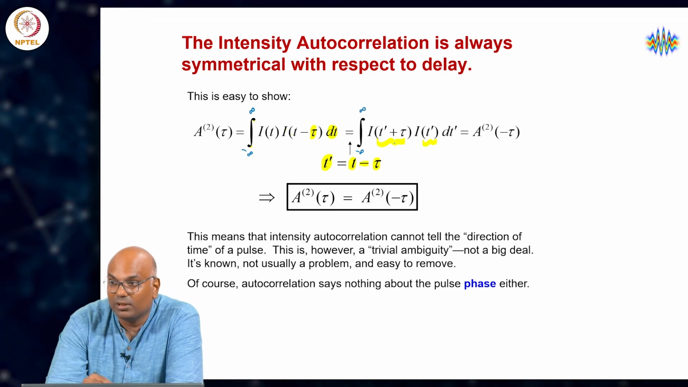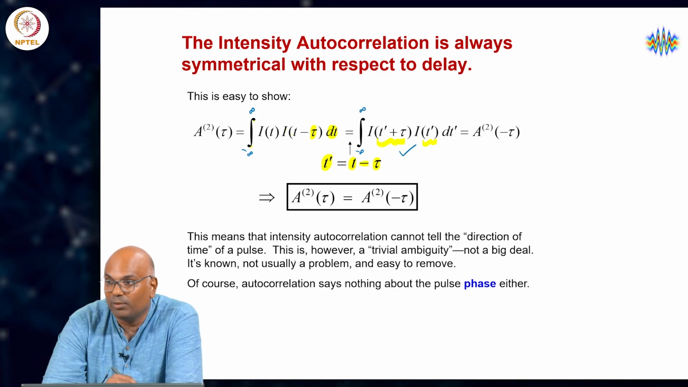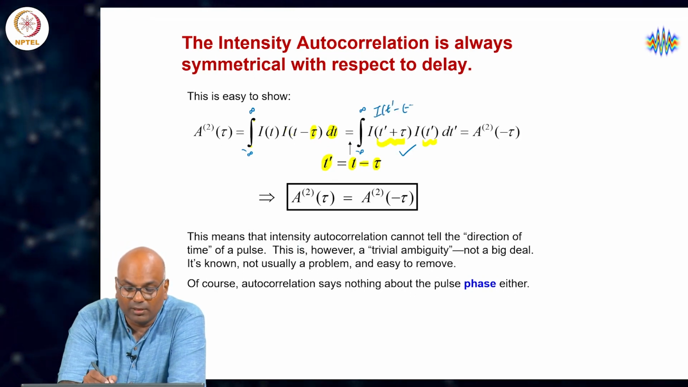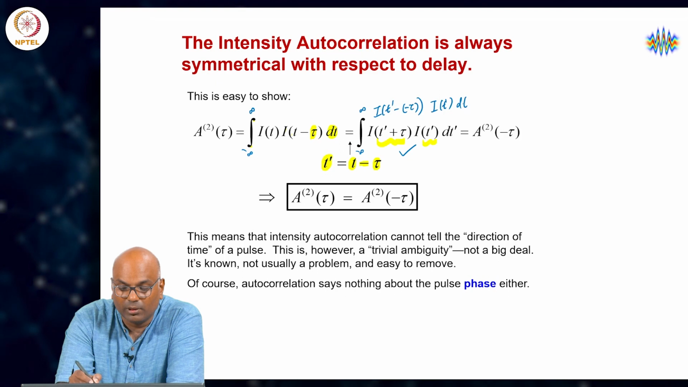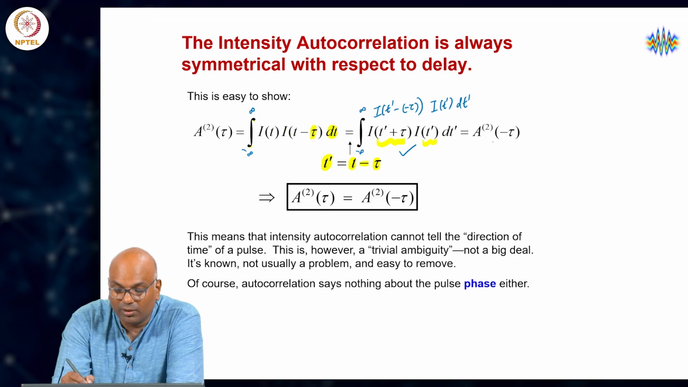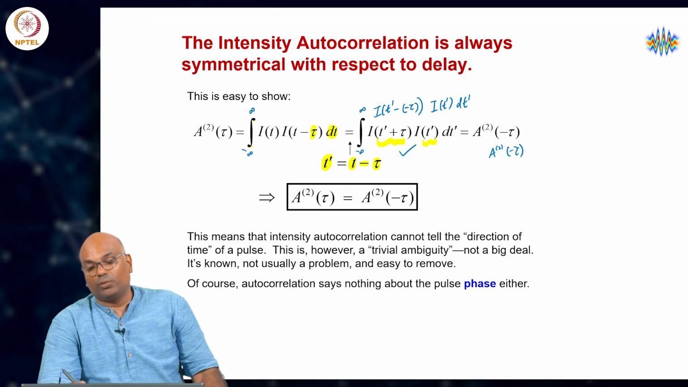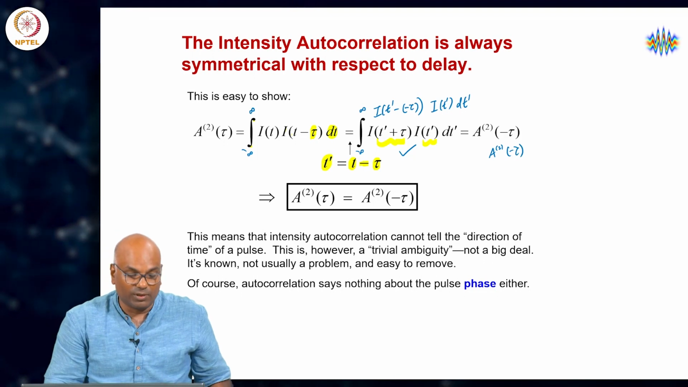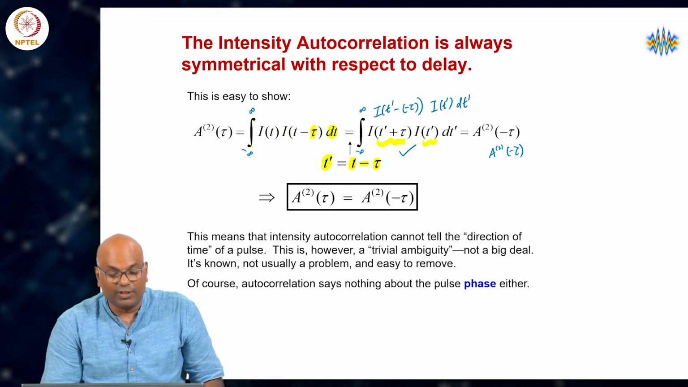So, what is this? This integral here is nothing but the autocorrelation signal of I of t prime minus tau, I of t prime dt prime. This is the autocorrelation of the same thing, but with respect to minus tau. So, these two are the same. Maybe it is obvious to some of you that it is symmetric, that it has a symmetrizing feature on it.